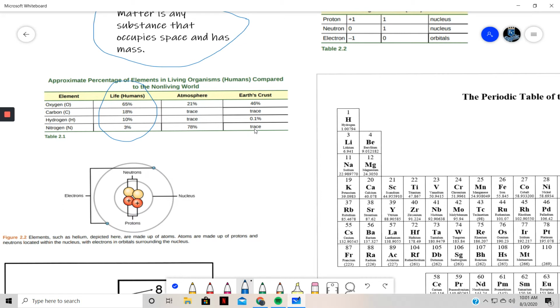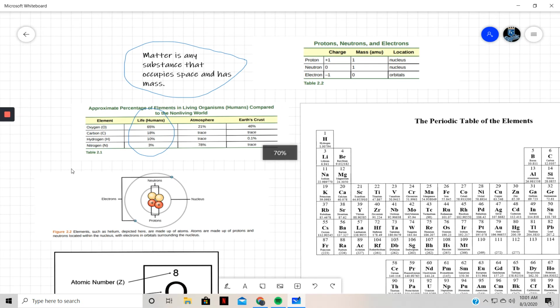And of course, the word trace means it's just a really small amount. And you can see here it's got hydrogen at 0.1%. So a trace amount would be even smaller than that. So super small amounts.